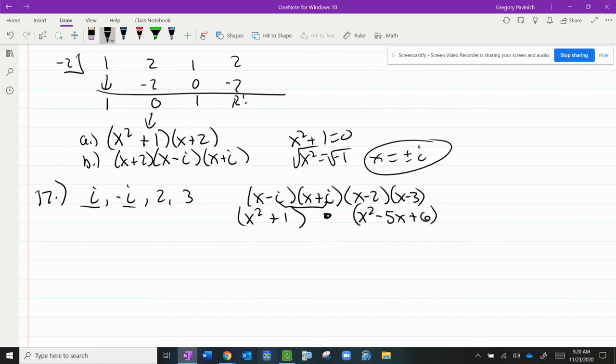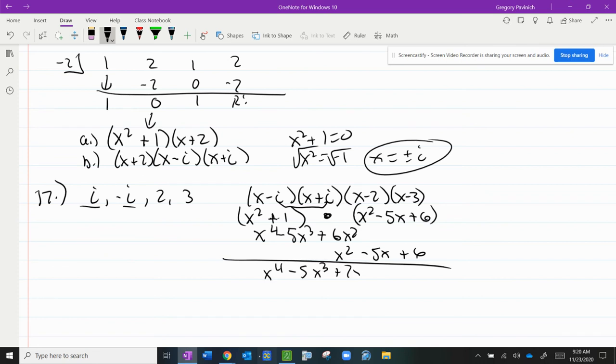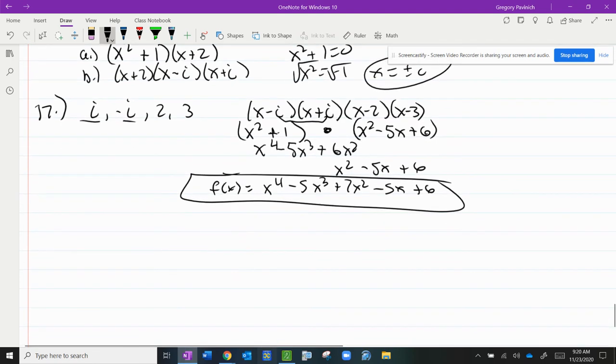Now I'm going to multiply these two together, and I get x to the 4th, minus 5x cubed plus 6x squared, and I get x squared minus 5x, plus 6. Okay, just double check I got that one all right. X to the 4th minus 5x cubed plus 7x squared. Yep. Okay, number 18.